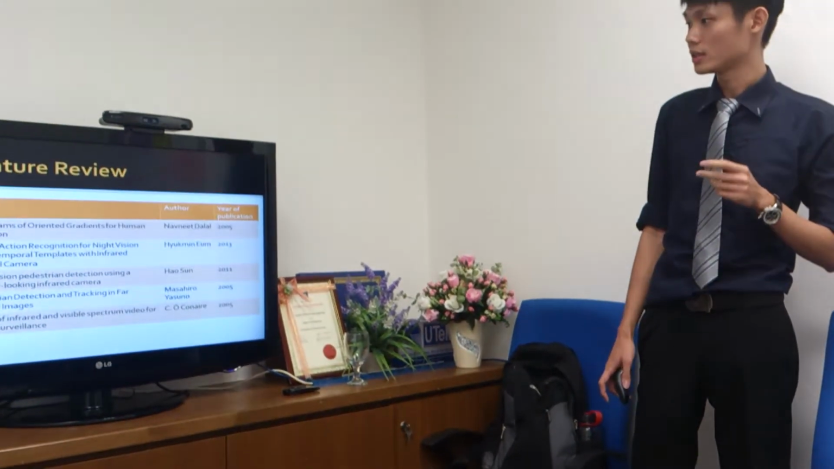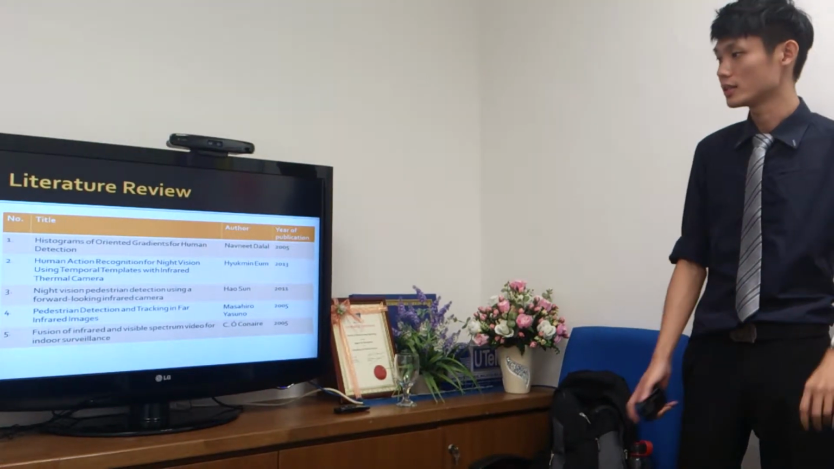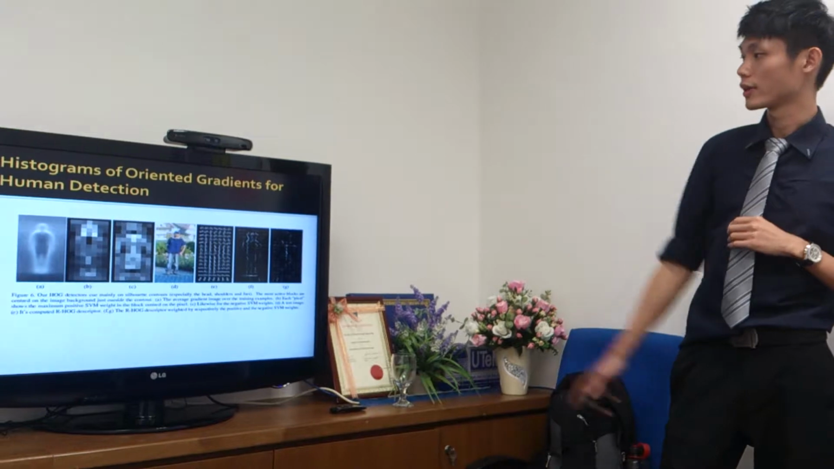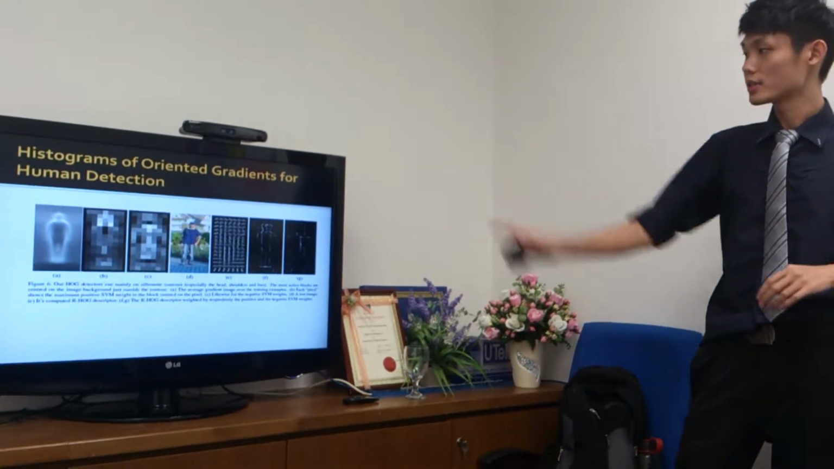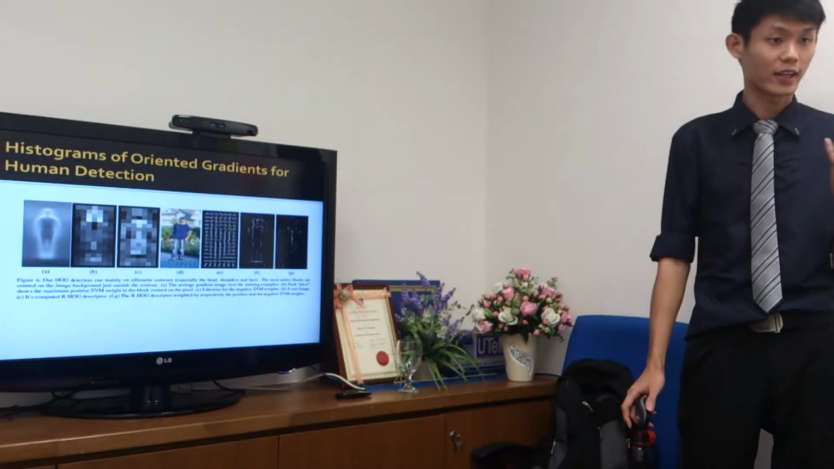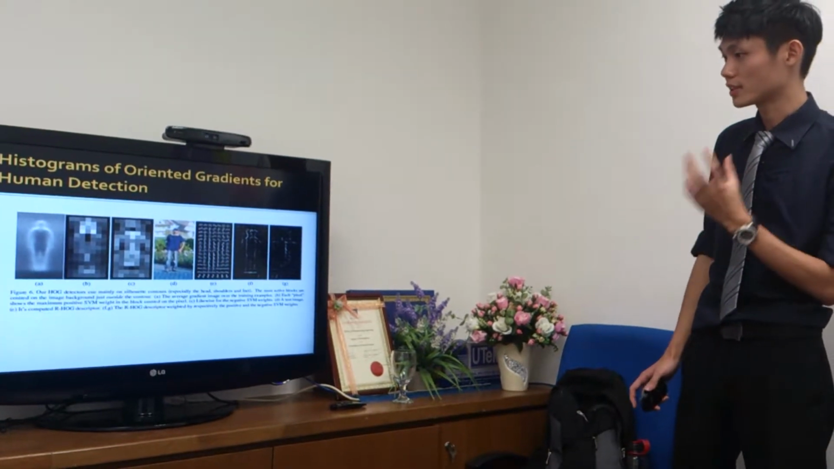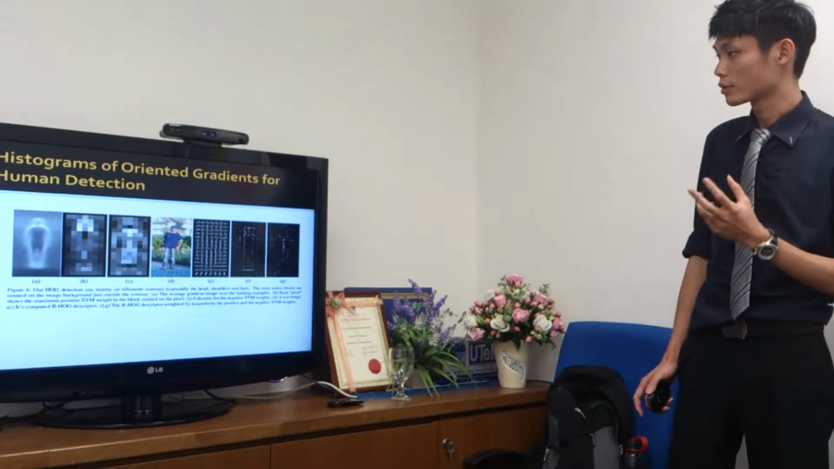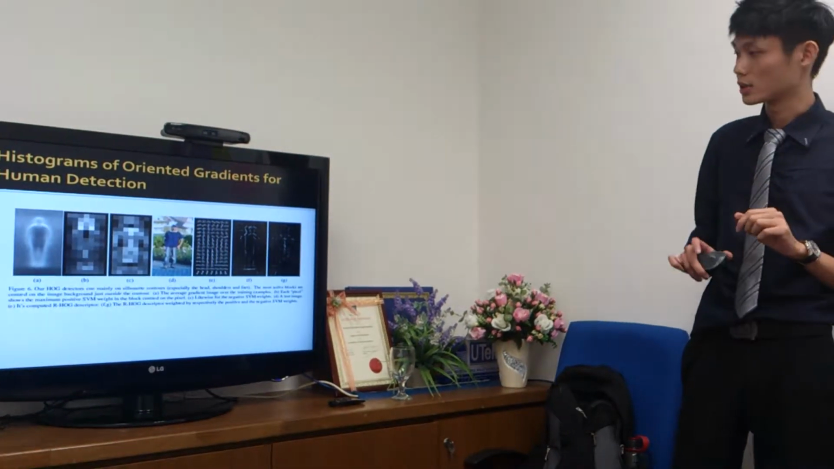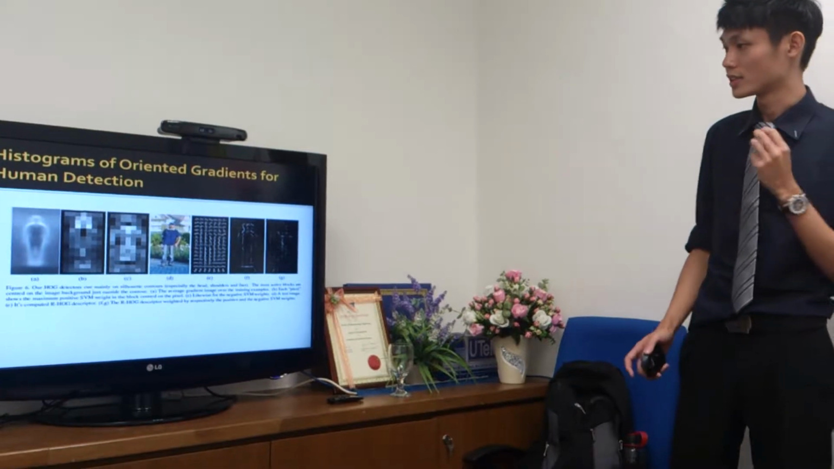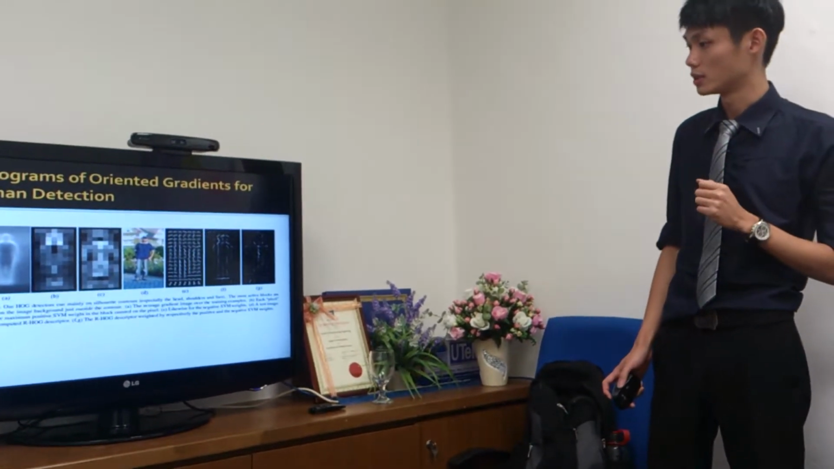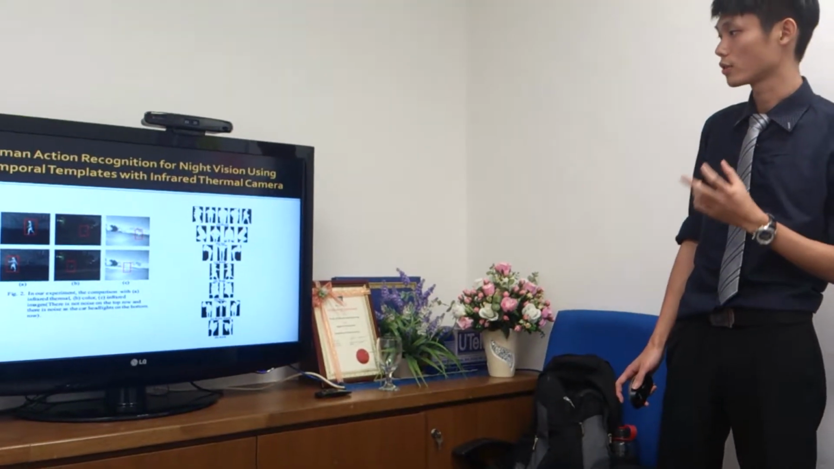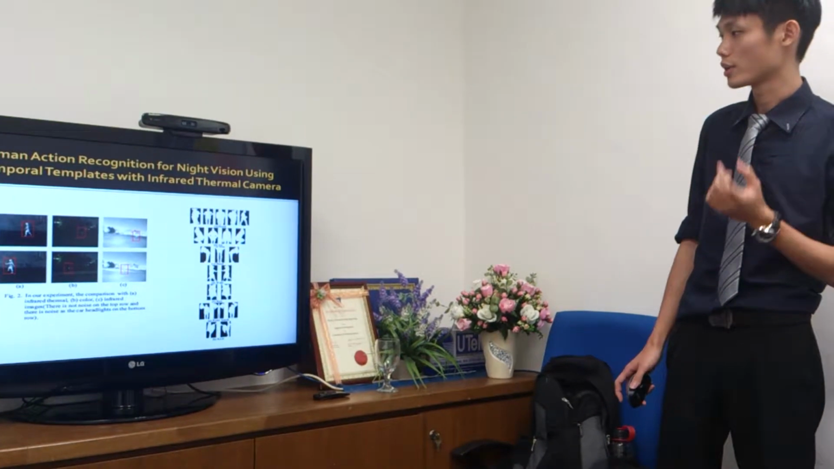This is the literature review I did. Okay, the first one is histogram of oriented gradients for human detection. Histogram of oriented gradients is one of the techniques used to detect the existence of a person. The technique uses oriented gradients, meaning the changes of light intensity, to detect the existence of a person. Another one is human action recognition for night vision using temperatures in infrared thermal camera.